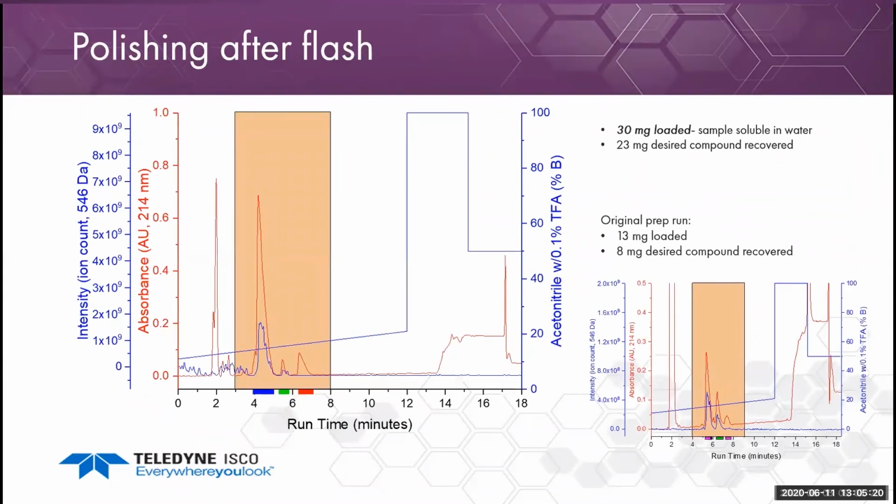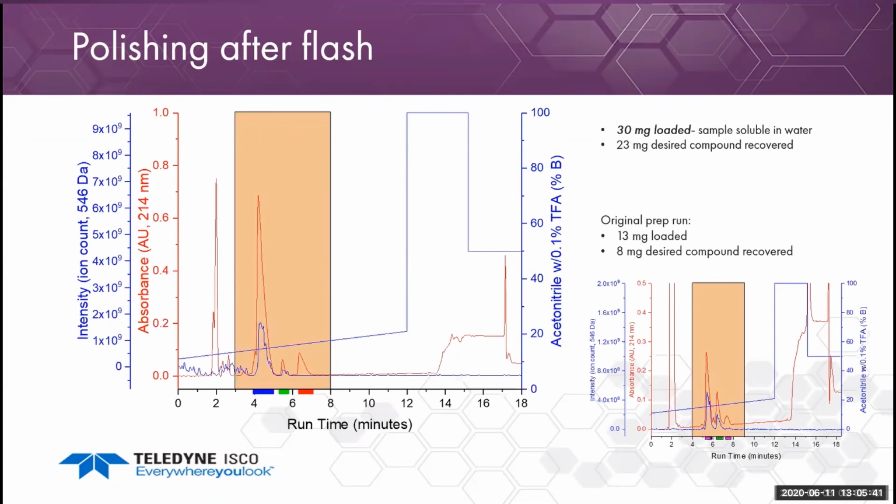After flash, we can load 3 times the mass in a single run compared to the original purification. The ability to dissolve the purified sample in water allows improved resolution compared to the DMSO injection and also allowed higher loading. Mass spectrometer verifies the correct peak was collected.